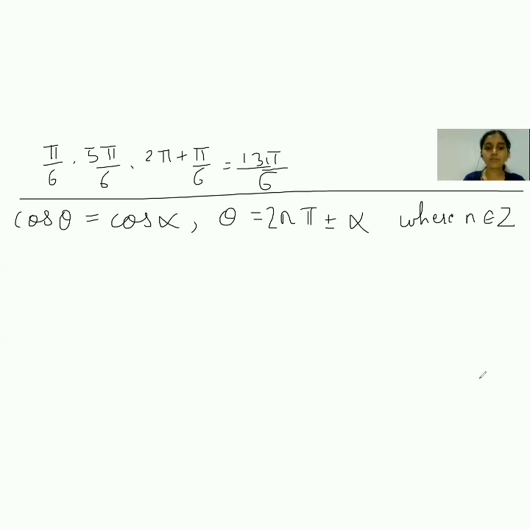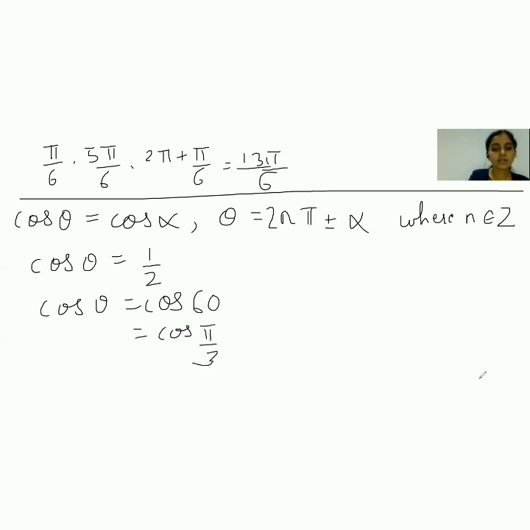Similar example we can take for cos theta as well. That is, cos theta is equal to root 3 by 2, or cos theta is equal to half. Now, when is cos theta equal to half? Cos theta is equal to half means cos theta is equal to cos 60, right? That is cos of pi by 3, correct? So pi by 3 is your alpha angle over here. Then we can write over here theta, the generalized solution for this sum.